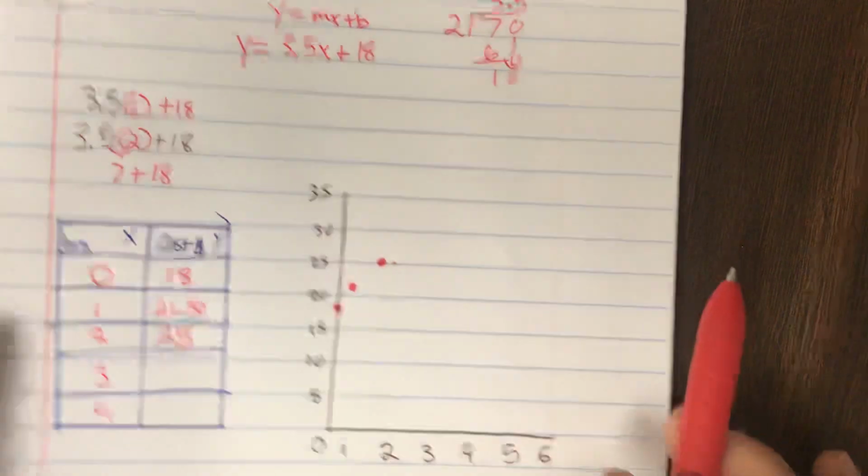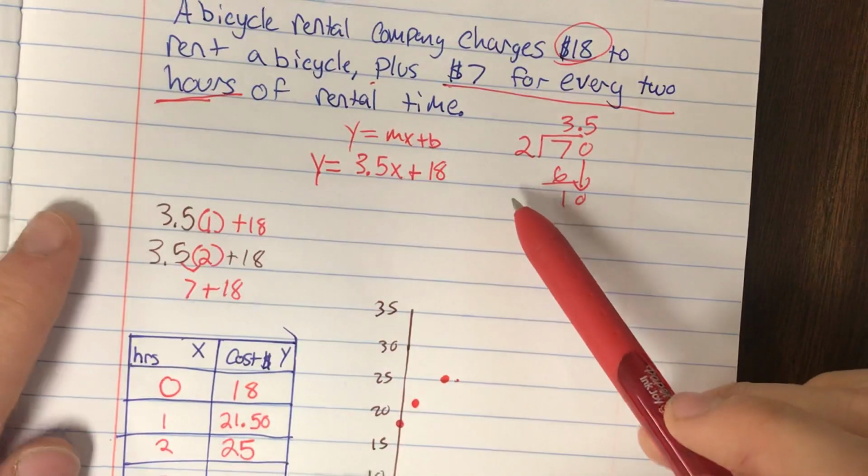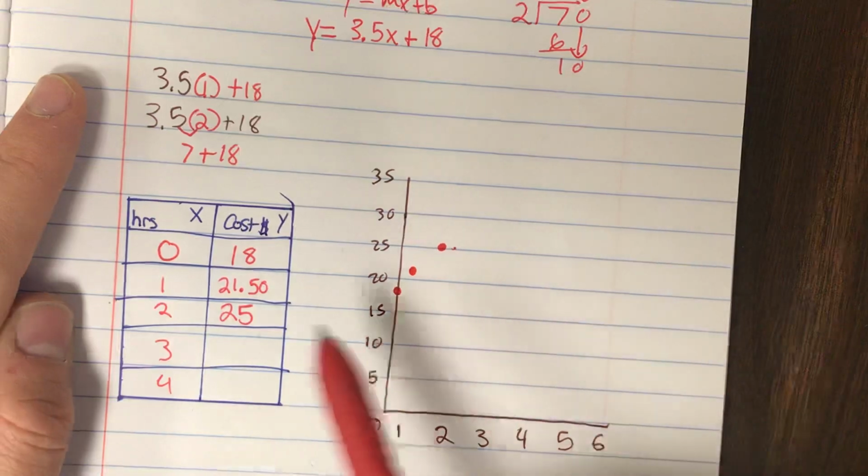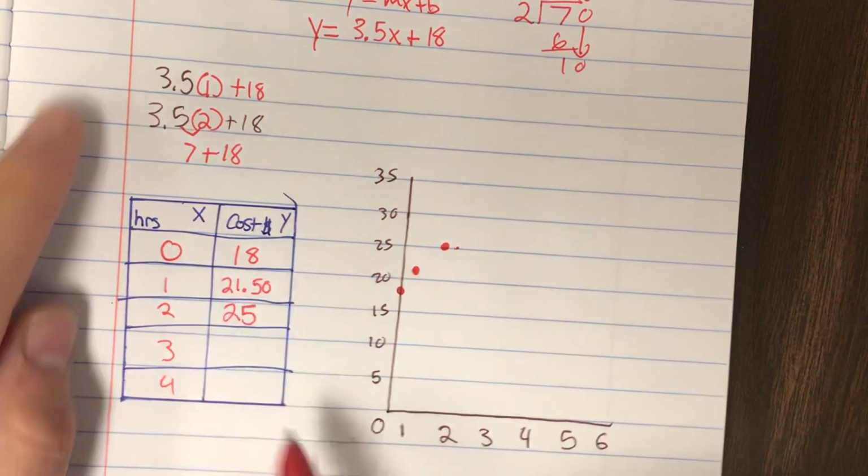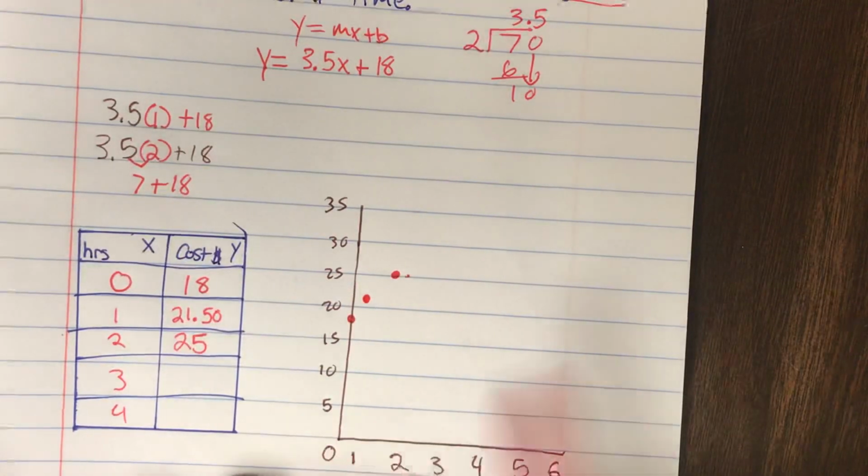But essentially, once you find the equation to a word problem, the rest is cake, okay? You just have to plug in x values to get the y values, and then you just graph that table like it's an ordered pair.